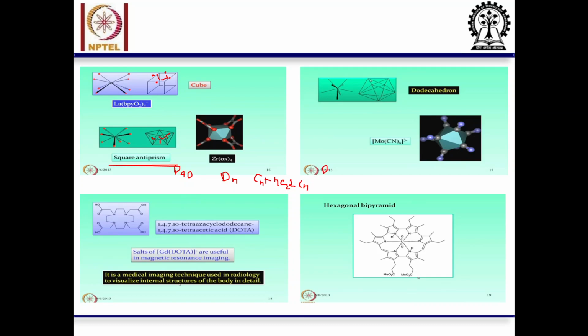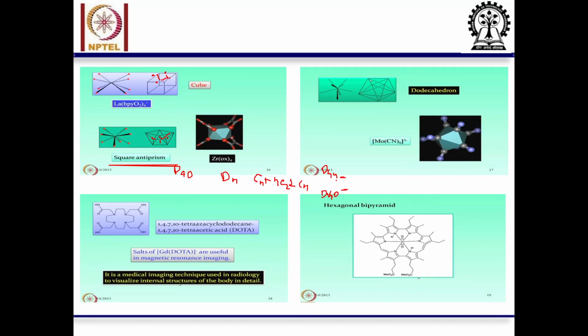Now, suppose it is written D4h or D4d. How will you define whether it is D4h or D4d? D4h means you have a horizontal plane perpendicular to your Cn axis. For D4d, the dihedral planes should bisect two consecutive C2 axes. This square antiprism is a little bit difficult to imagine, so I will just take a very simple example.